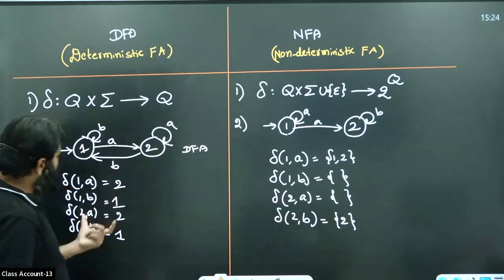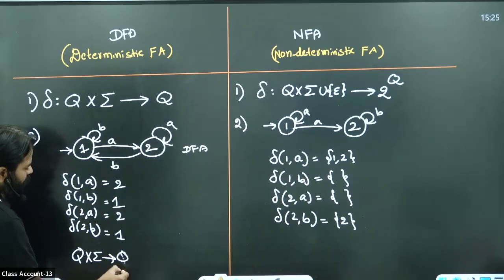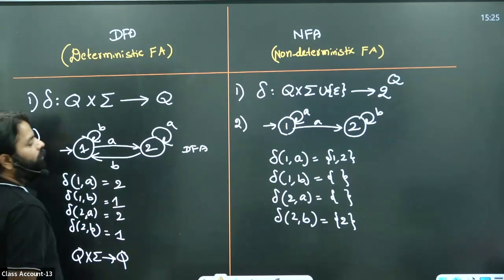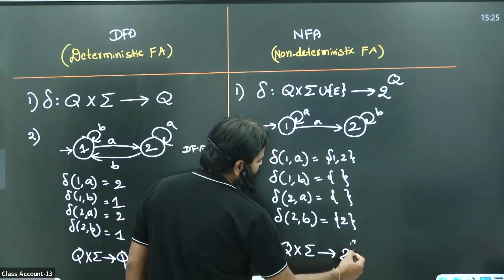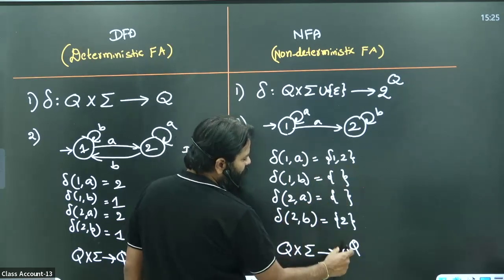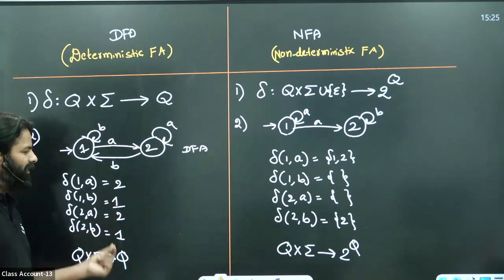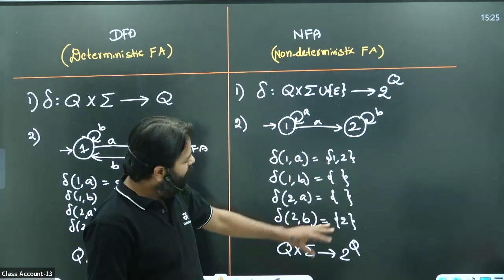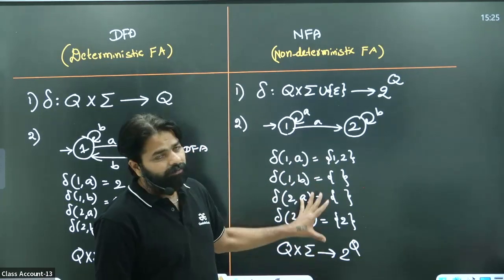So when you look at these transitions, the DFA is exactly matching Q cross sigma that maps to Q. Whatever you take belongs to Q, whatever you take belongs to sigma, and the result belongs to Q. Here it matches Q cross sigma maps to 2 power Q. Whatever you take belongs to Q, belongs to sigma, and this result belongs to 2 power Q. In the DFA the result belongs to Q because it is only one state. Here 0 states possible, 2 states possible, 1 state possible. So 0 or more states possible, that is 2 power Q. So this is the main nature of the non-deterministic machine.